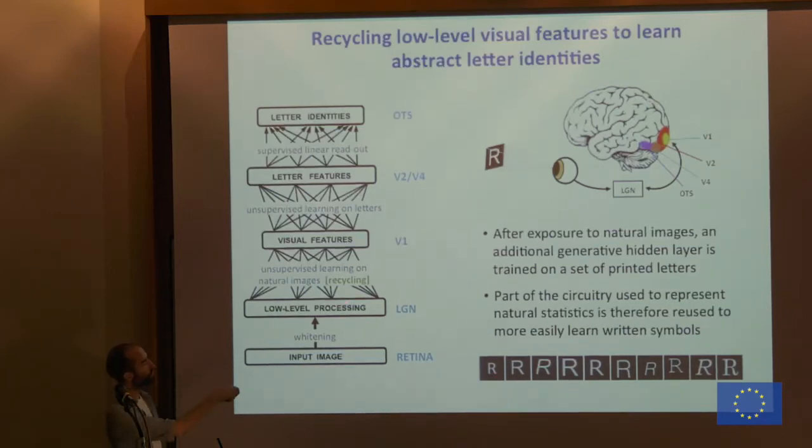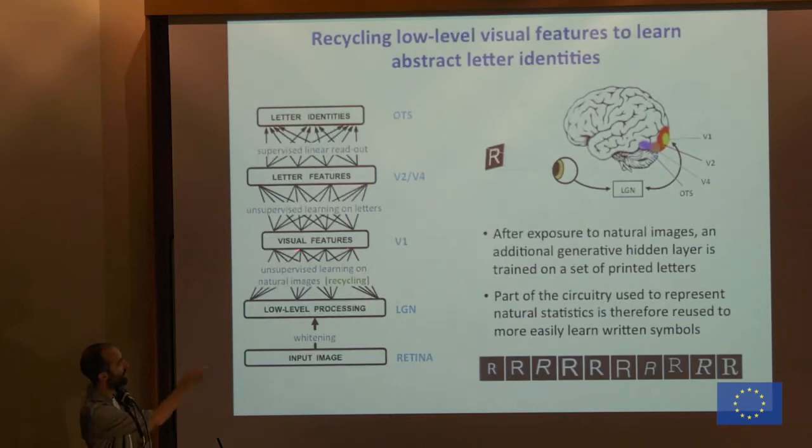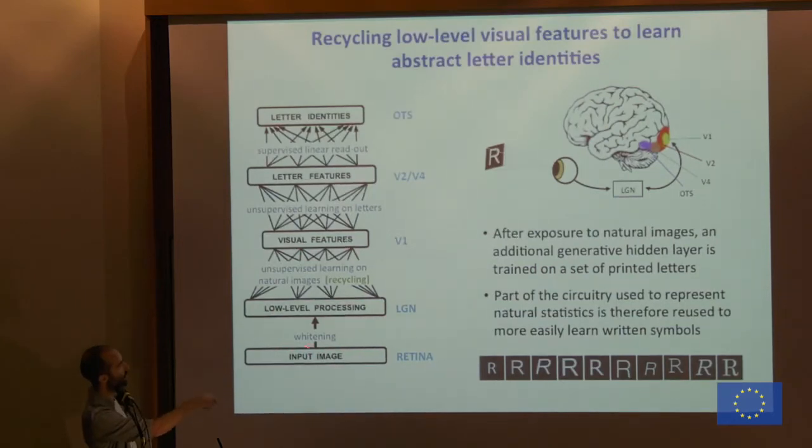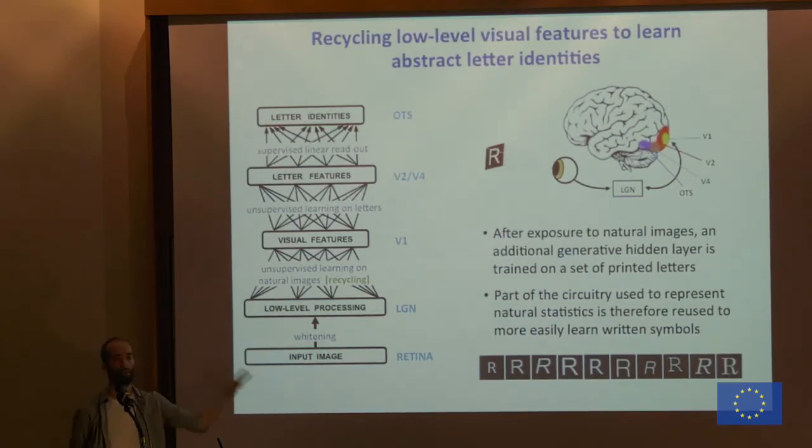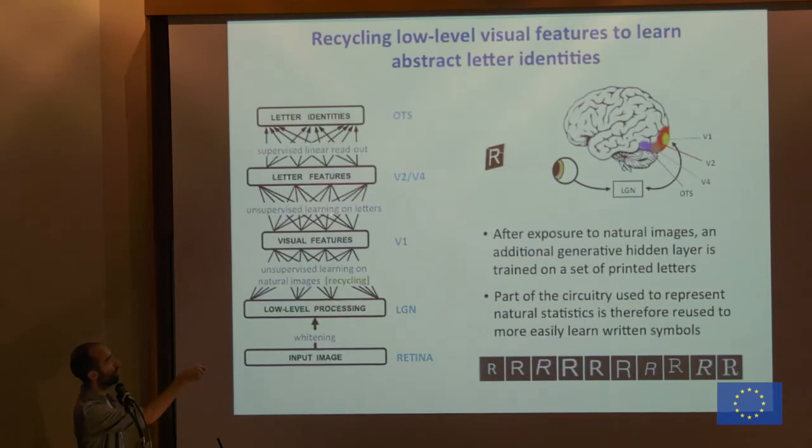The aim was to recycle this basic architecture, this basic knowledge, which was extracted from just looking at natural scenes, and use it for bootstrapping learning also on more complex patterns like letters. This is in line with the theory that orthographic processing in the brain does not start from scratch.